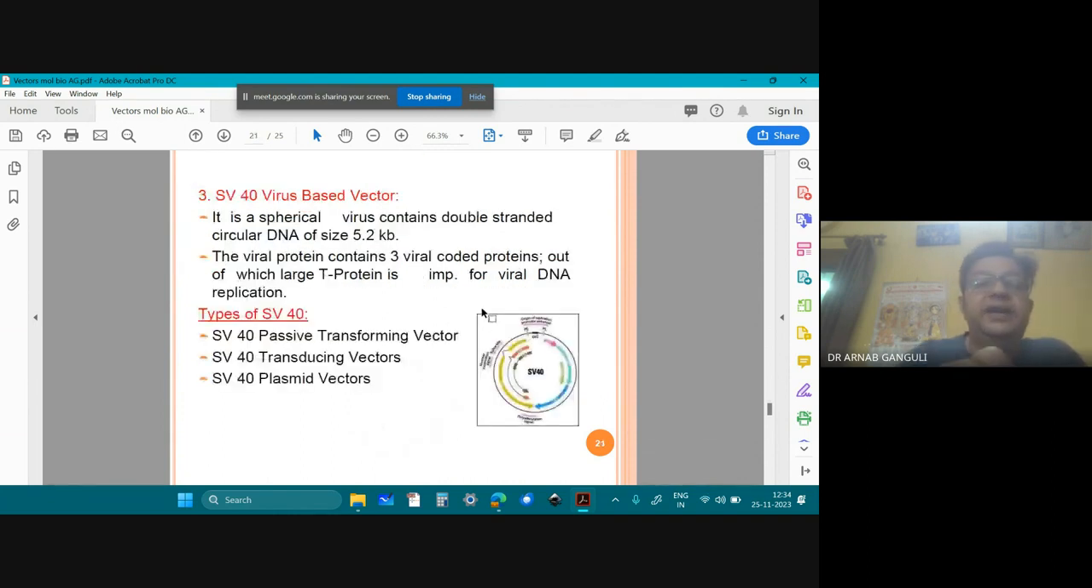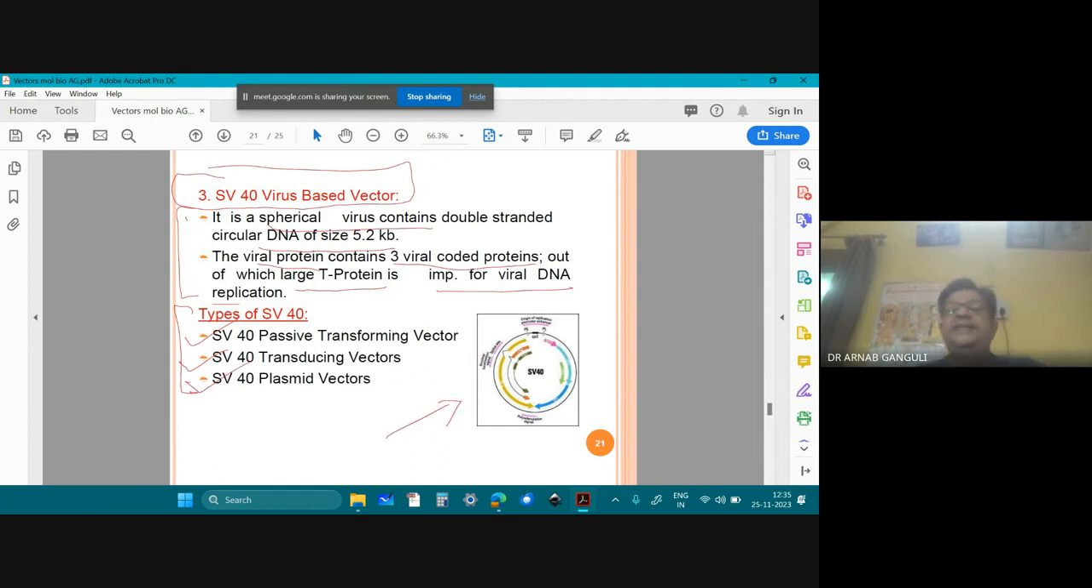Then you have the SV40 virus-based vector. It is a spherical virus containing double-stranded circular DNA of 5.2 kb. The virus codes for 3 viral proteins, out of which the large T protein is important for viral DNA replication. Then you have types of SV40: SV40 passive transforming vector, SV40 transducing vector, SV40 plasmid vector. The figure is over here. Please do practice these figures.